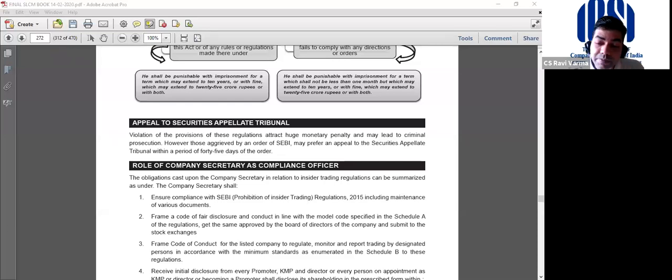REIT, the further units can be segregated into equity or mortgage units. Equity is just like a share kind of a unit. Mortgage is where the units are against a particular property.